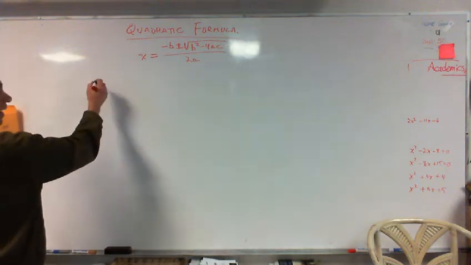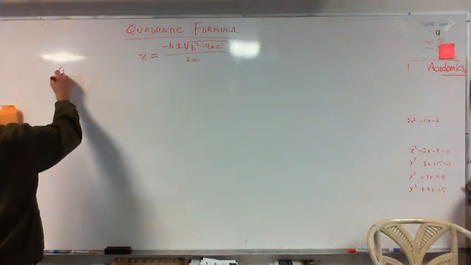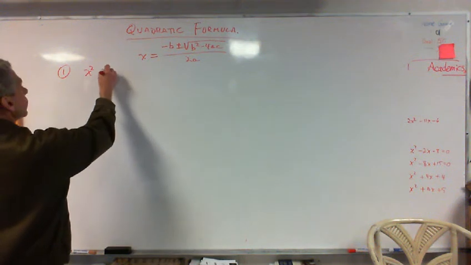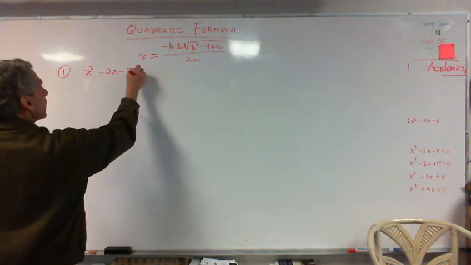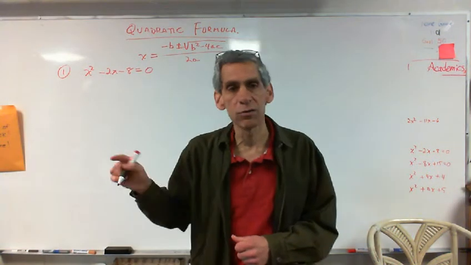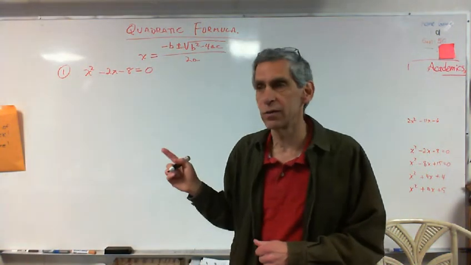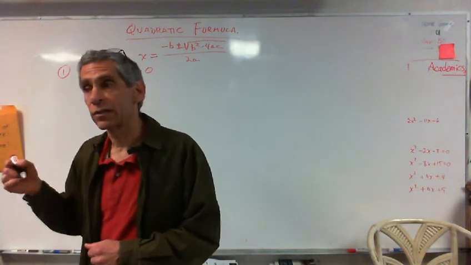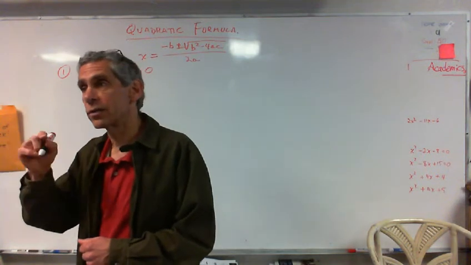All right, so if I have this equation, this is example 1. I have x squared minus 2x minus 8 equals 0. What I'm going to do when I do this is I don't do it in my head. I never do this in my head. And for now, what I want you to do is actually write out a equals, b equals, and c equals.